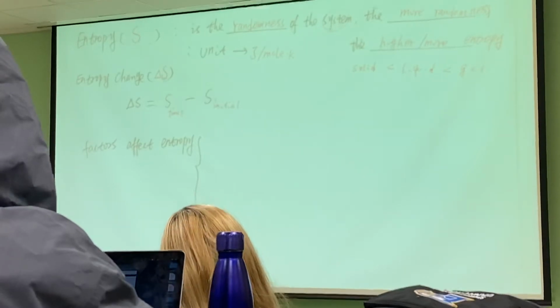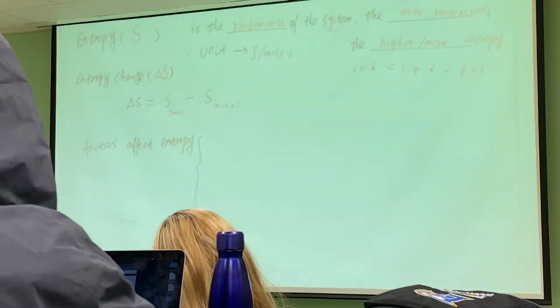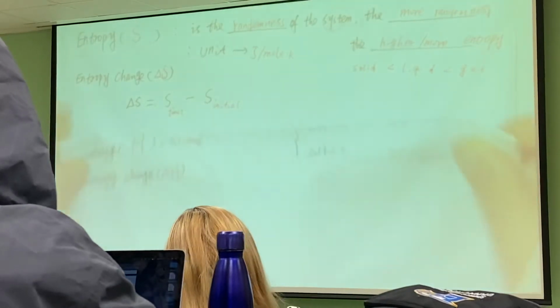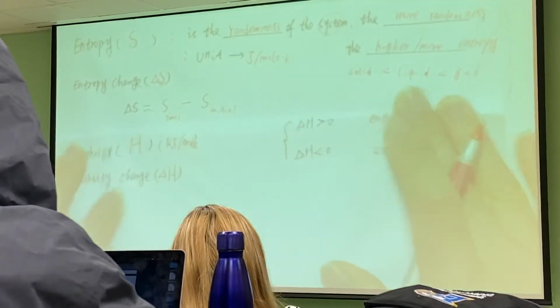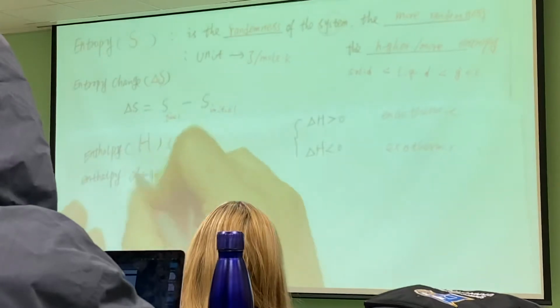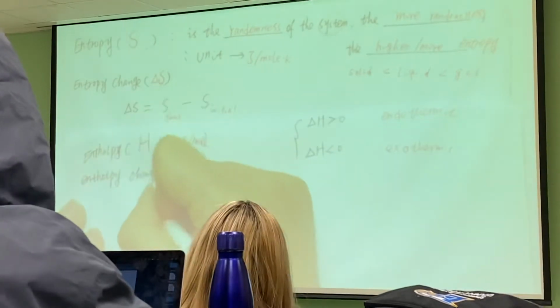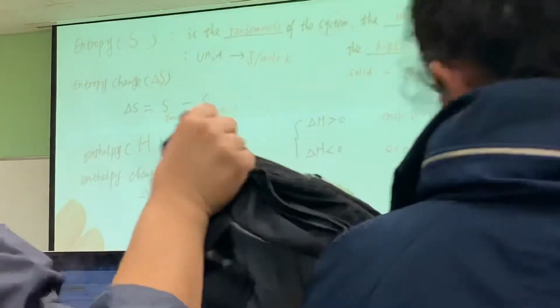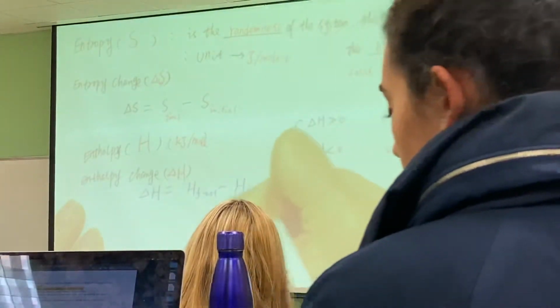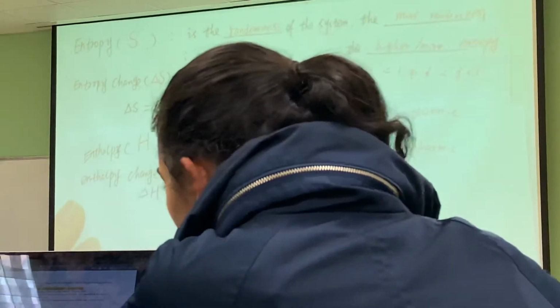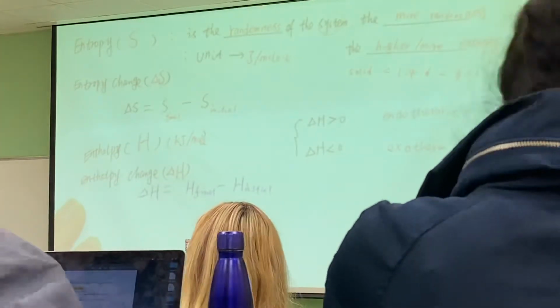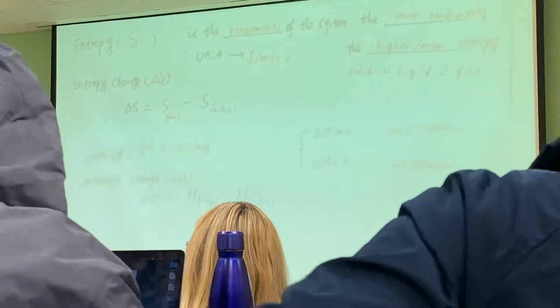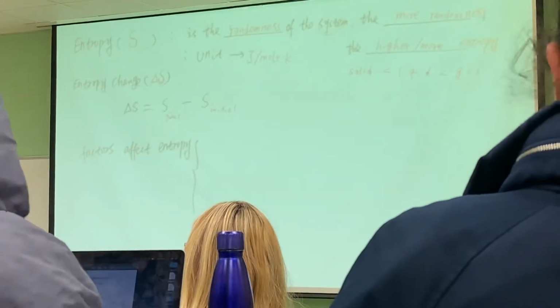So here, actually, same thing for your delta H. I did it right here. Same thing for your delta H. Delta H is also always equal to your H final minus H initial. Always the same thing. Delta means the difference between final and initial states. Okay?